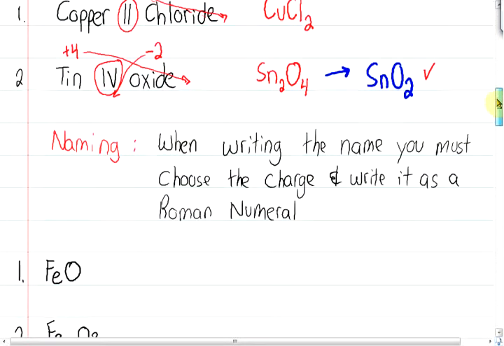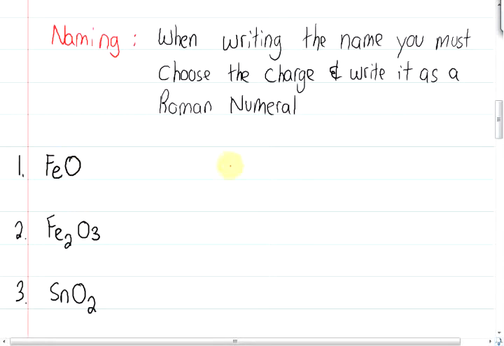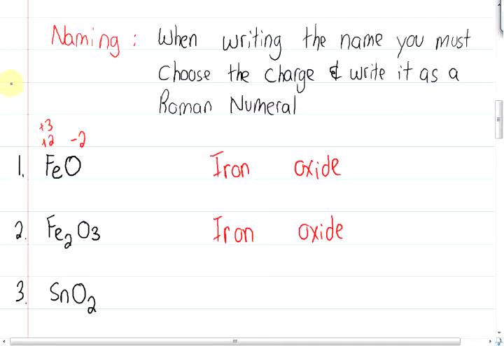When naming, you must choose the Roman numeral and write it in the name. So my first two examples will both work out to be iron oxide. I'm leaving a space in the middle so that I can put the Roman numeral in once I have chosen it. I go to iron on my periodic table. I find that it is +3 or +2. Oxygen is a -2. I want to pick the Roman numeral that balances out the negative charge. So if I have -2 here, I will choose Roman numeral 2.